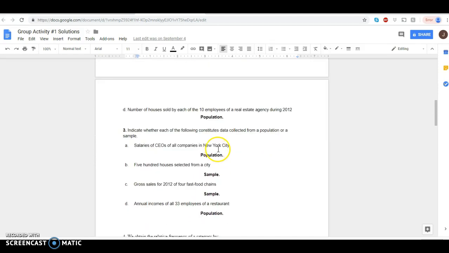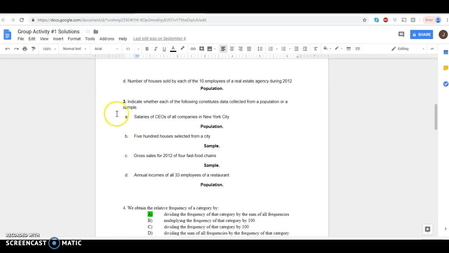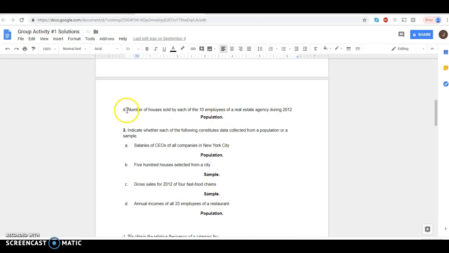For example, 3D here says annual incomes of all 33 employees of a restaurant. Because it's all the employees, that's why this is a population versus a sample. The trickiest one was probably 2D. Again, there's language in there that indicates population rather than sample. It says the number of houses sold by each of the 10 employees. Each of the 10 employees hints at the fact that it's all of them, all 10 employees at this real estate agency. So for that reason, we'd call this a population.